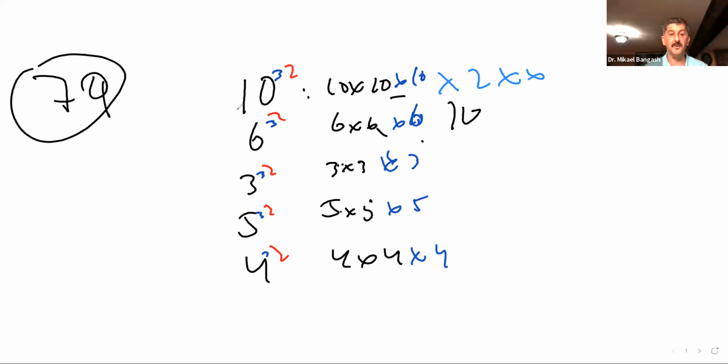So 10 raised to the power 3, 10 cubed, becomes 1,000. That becomes 36 times 6, whatever that is. 3 times 3 is 9, times 3 is 27. 5 times 5 is 25, times 5 is 125. 4 times 4 times 4: 4 times 4 is 16, times 4 is 64.